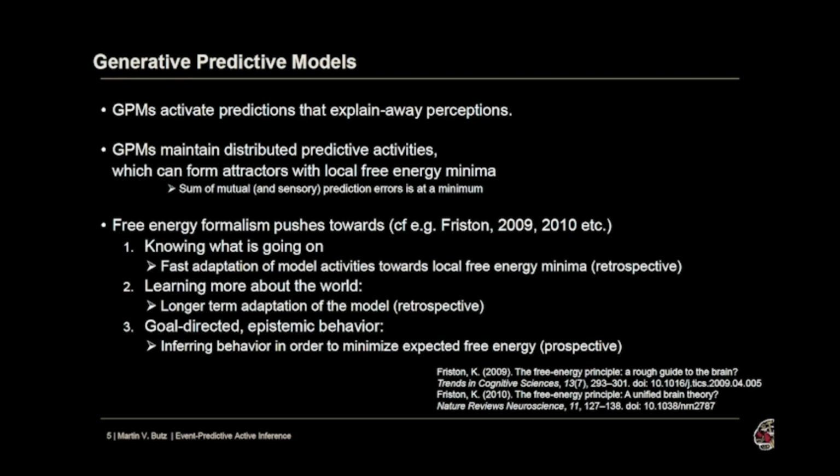Because the free energy formalism essentially can push these neural activities, that are predictive by nature, into yielding three types of activity adaptations of this generative predictive model. The first one is the very fast interpretive activity adaptation that is essentially encoding what seems to be going on right now, like that these spots are blue or yellow, or that there's probably this figure in the light source creating the shadow. That's the fast adaptation of model activities towards this local free energy minima, typically retrospective or on the fly.